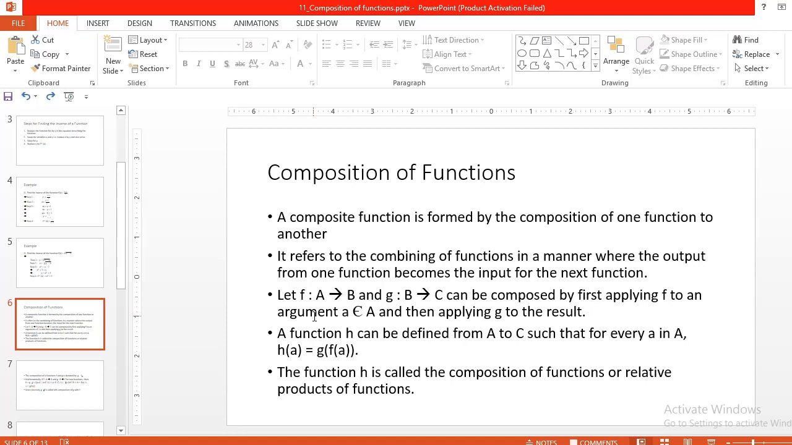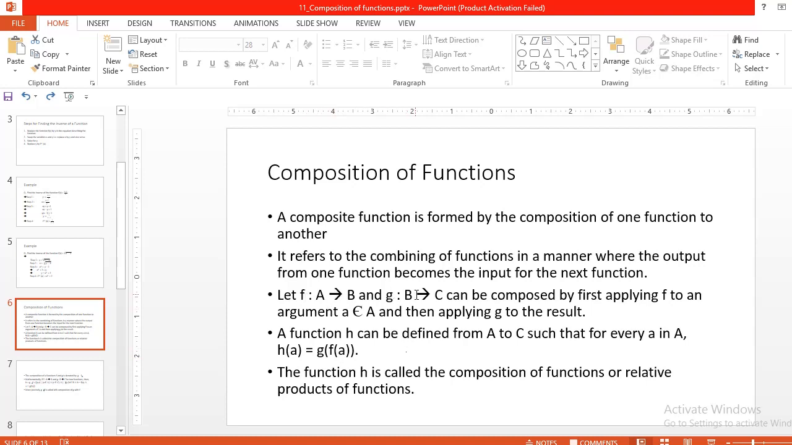So let f be a function from A to B and g a function from B to C. So these are the two functions given. These are composed by first applying f to an argument a belonging to A and then applying g to the result. So a function h can be defined from A to C such that for every a in A, h of a is equal to g of f of a.